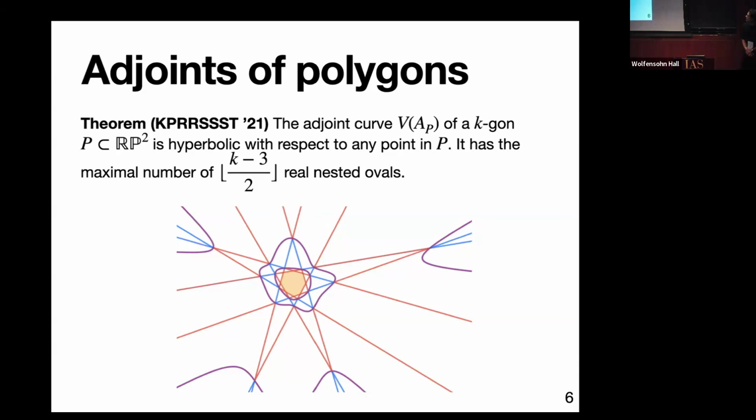So can you say that? The adjoint polynomial is a hyperbolic polynomial with respect to a point, so the hyperbolicity cone contains the polytope. That's what I'm saying. So it's not hyperbolic with respect to any point. Right?